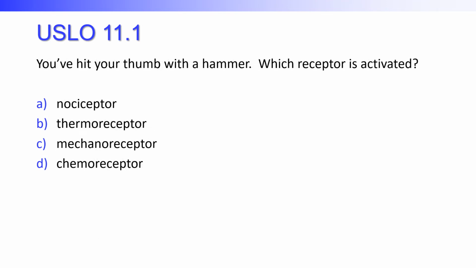You've hit your thumb with a hammer. Which receptor is activated? A nociceptor, thermoreceptor, mechanoreceptor, or a chemoreceptor? Well, I guess it depends on how hard you hit your thumb, but typically it's going to trigger a nociceptor, which is a pain receptor.